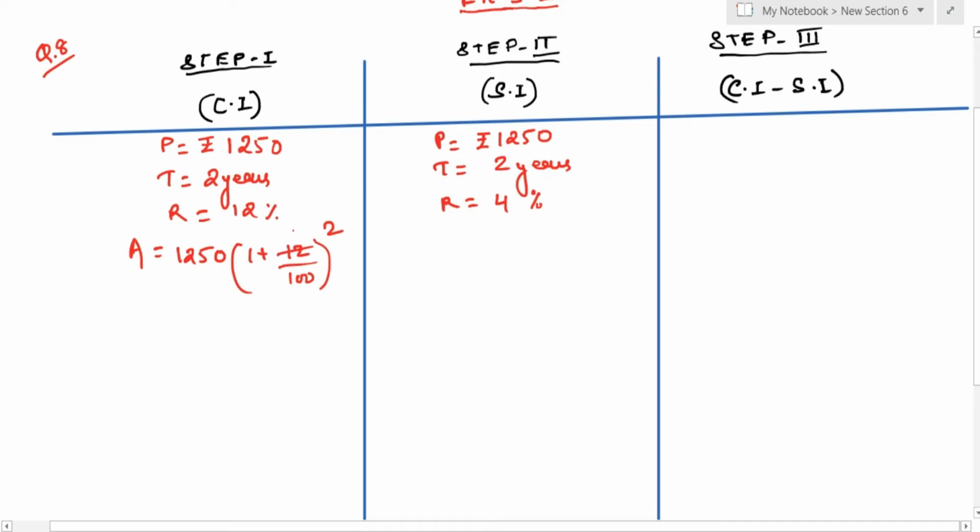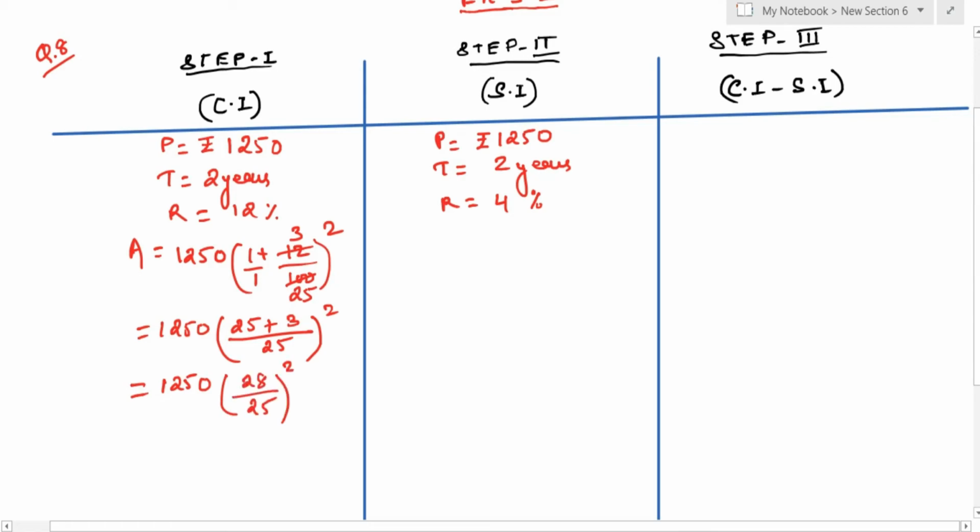Now again, 4 3s are 12 and 4 25s are 100. Here it is nothing, meaning 1. So 1250, 25 will be the LCM. 25 ones are 25 plus 3 ones are 3, whole square. So that will be equal to 1250, 25 plus 3 is 28 upon 25, whole square.